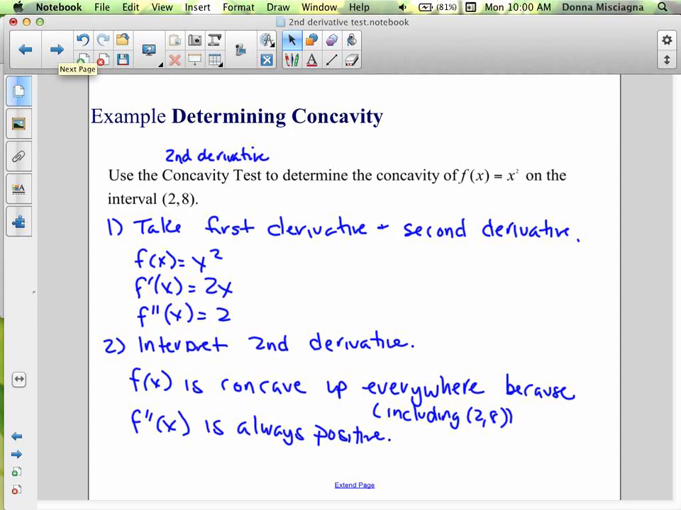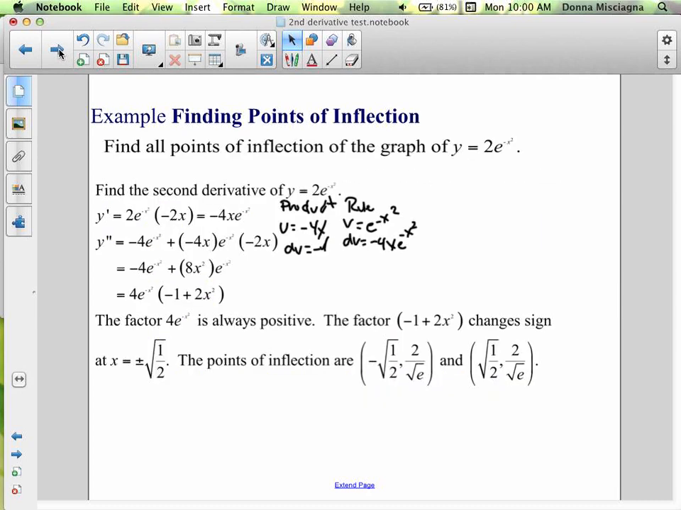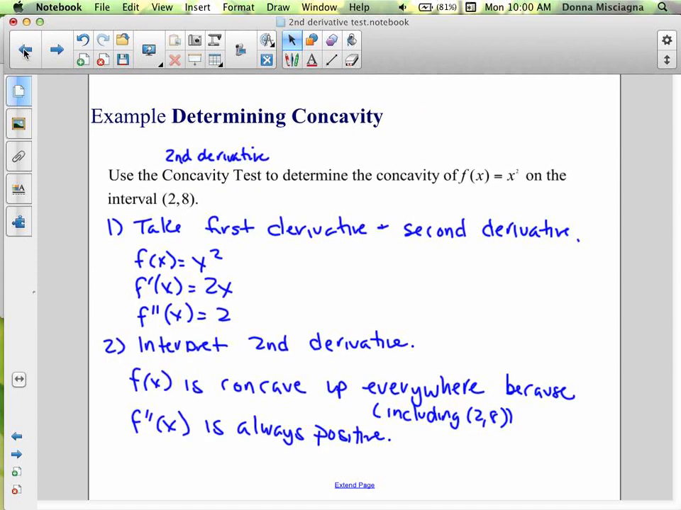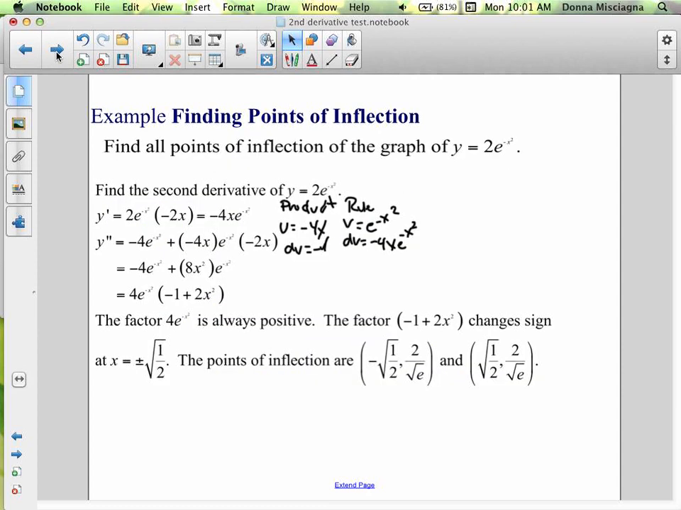The next one's in your notes, but it's mostly typed. I'm just going to add a little tiny bit to it. All right, so we're going to find all points of inflection. Here, we didn't have an inflection point because we have no change in concavity. It's always positive. But not true for this one. We can find an inflection point here.